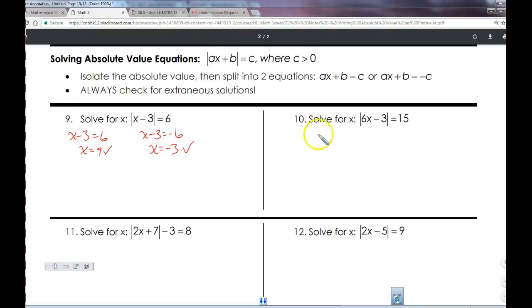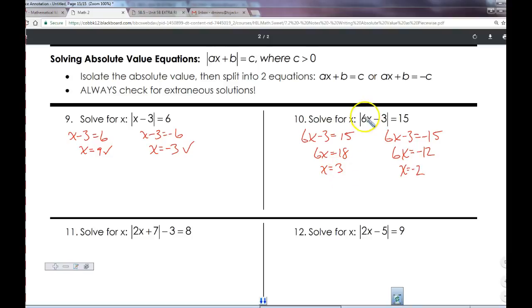Okay, number 10. Break it up into two pieces. 6x minus 3 equals 15, and 6x minus 3 equals negative 15. First step, add 3 to both sides. So 6x equals 18. Now divide both sides by 6. X equals 3. On the other side, add 3 to both sides. 6x equals negative 12. Divide both sides by 6. X equals negative 2.